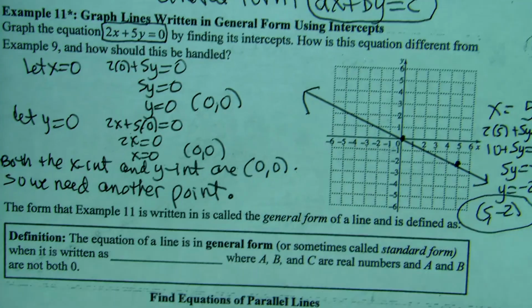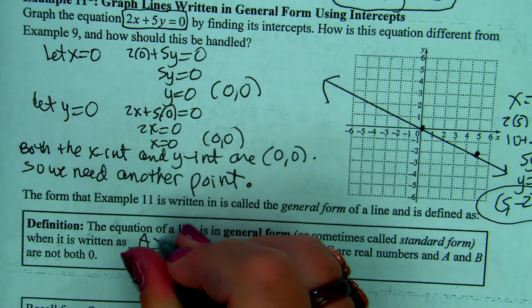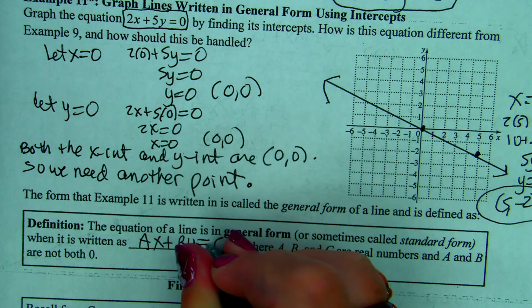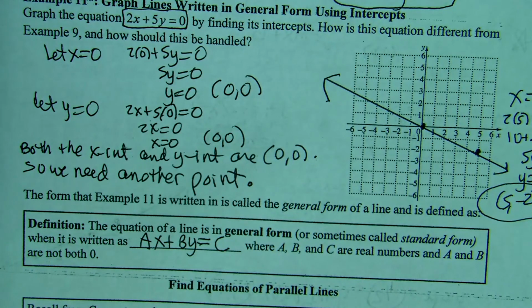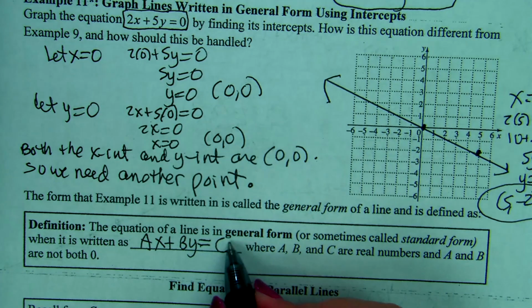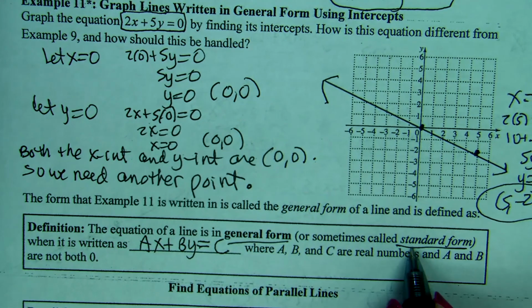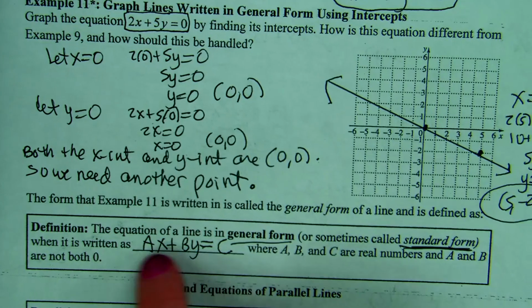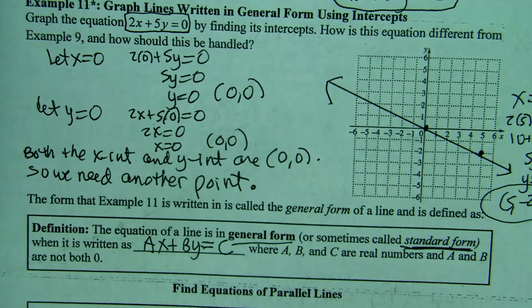It's called general form, and they use capital letters. AX plus BY equals C. A and B can't both be 0. It's called general form, or sometimes it's called standard form. No fractions, okay? A is positive.